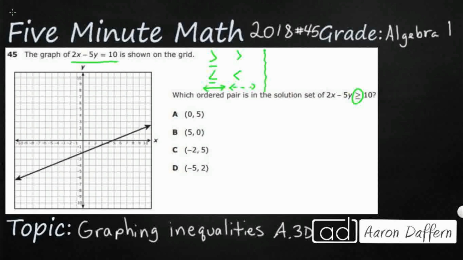Now we need to decide how we're shading it, because it's a solution set, so it's any numbers that fall on either side of that line. So when we're dealing with greater than or equal to, greater means above, so we're going to shade above the line. That means any number falling above the line would work. Less than or equal to, or less than, less means below. We're actually going to shade below the line.